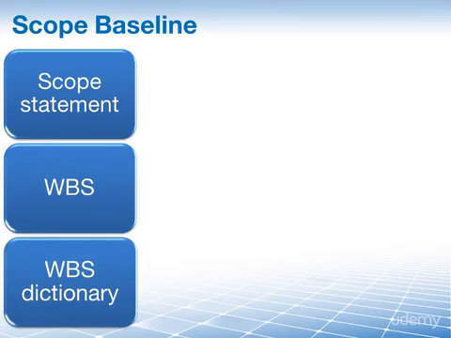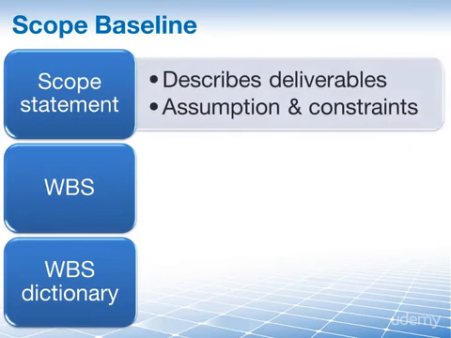Now, the scope statement is important because it describes the project's deliverables and the major objectives of the project, as well as any assumptions and constraints that the project may have. So you want this as an input. It should also include a way to measure the criteria for success in your project. For example, what will be defined as success?